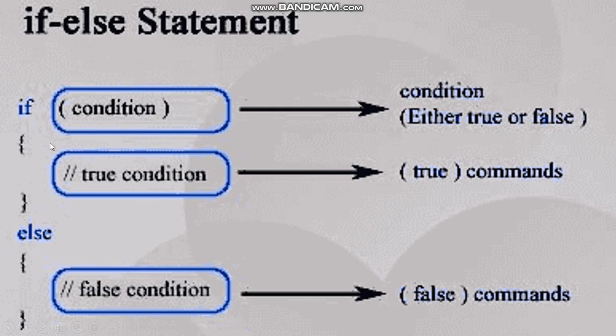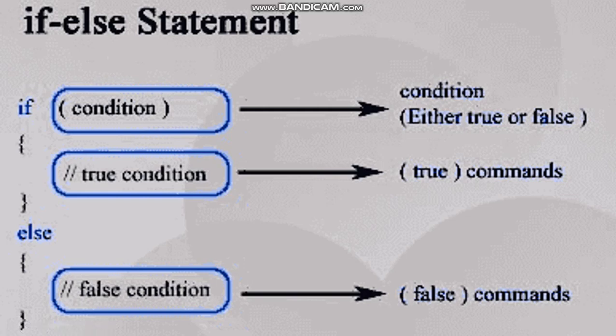Depending upon the condition that you put in those brackets, the block of code underneath the if statement, written inside the curly brackets, will run. And in the else statement, the complete opposite happens. If your condition is true, the if code runs; if it is false, then the code written underneath the else will run. So it depends upon the condition you have given.